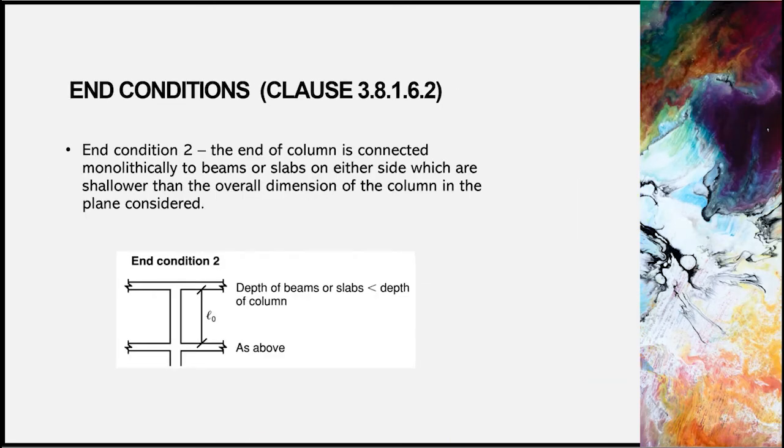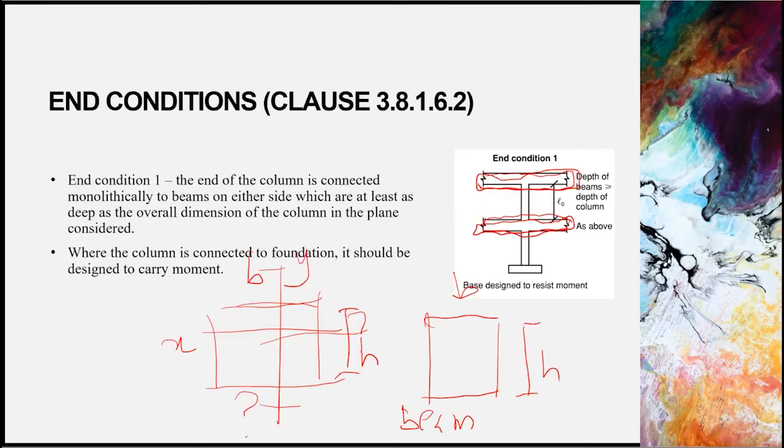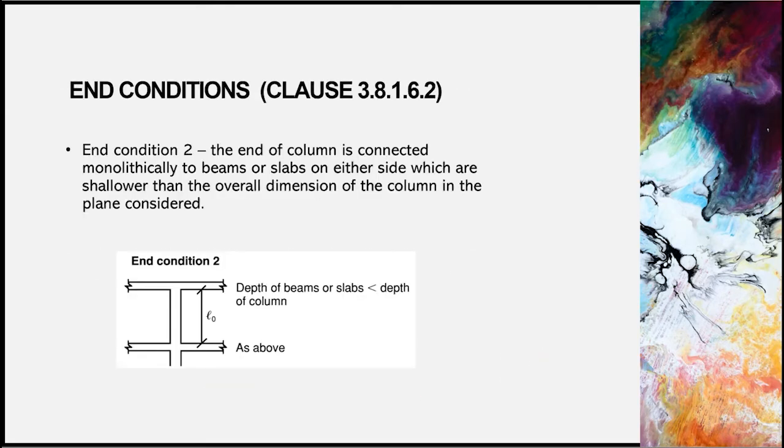End condition number 2, if the end of column is connected monolithically. Monolithic ni, kat sini ada kata monolithic. Oh, I tak explain. Monolithic ni maksudnya dia menjadi satu. As in, dia very rigid lah. Beam, column, you concrete together. So dia monolithic, ataupun slab. So you akan concrete together.